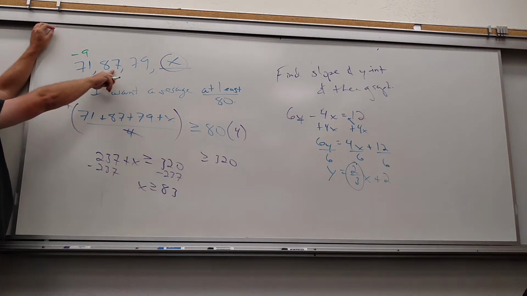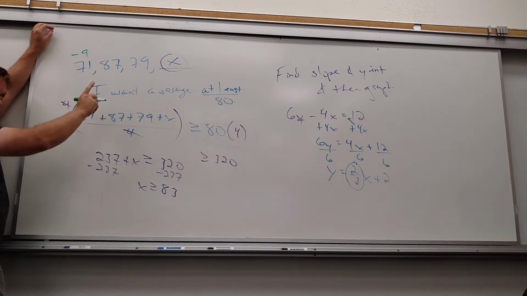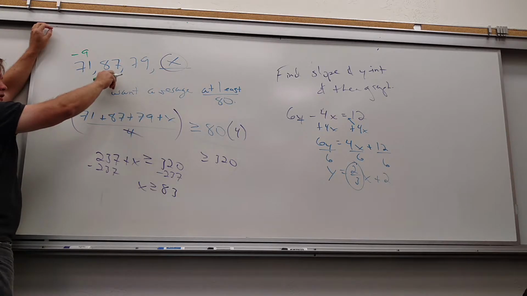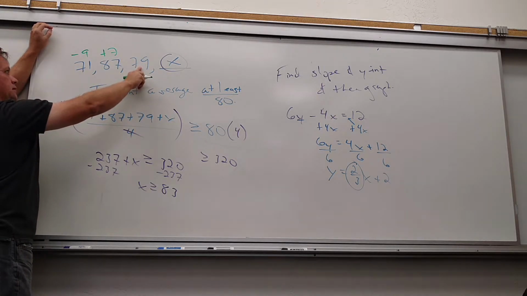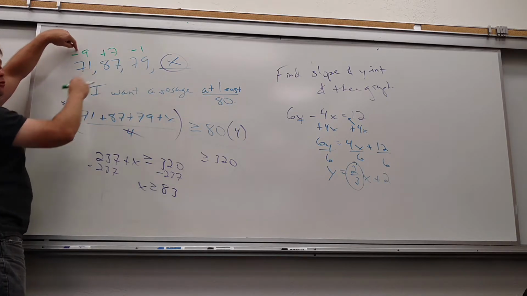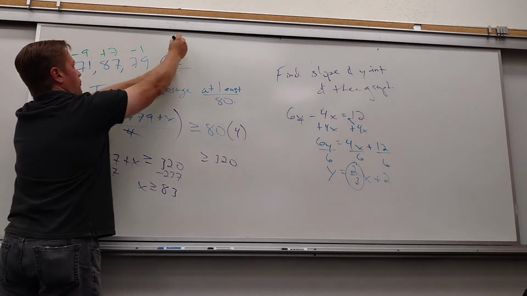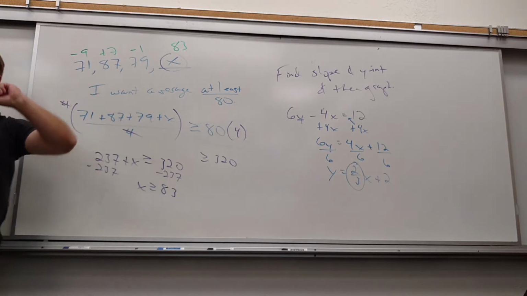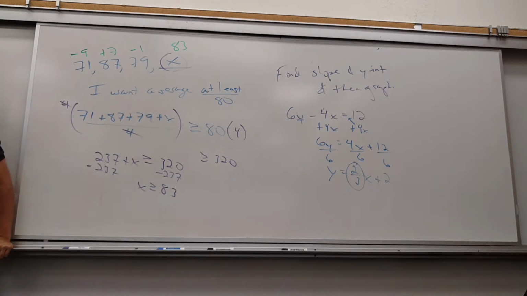This is how far from 80? It's up 7. And how far from 80 is this? I'm down 1. So overall, I'm down 3. So this has got to be up 3 from 80. That's kind of neat.